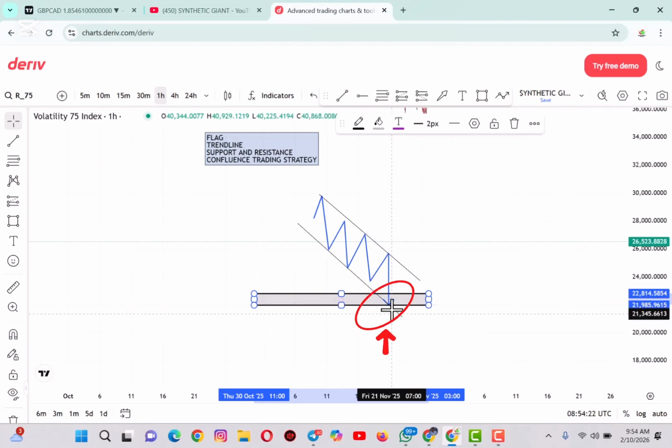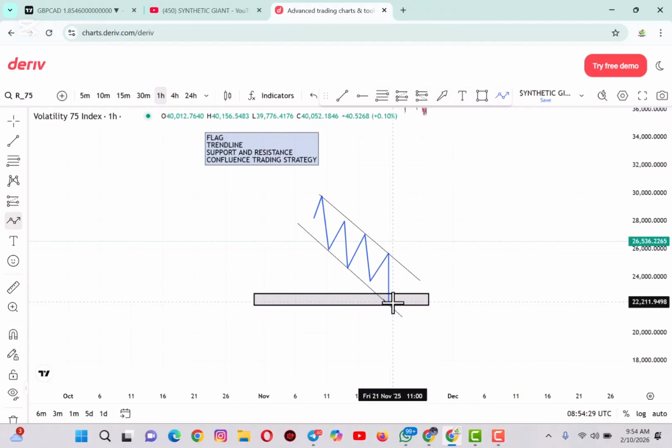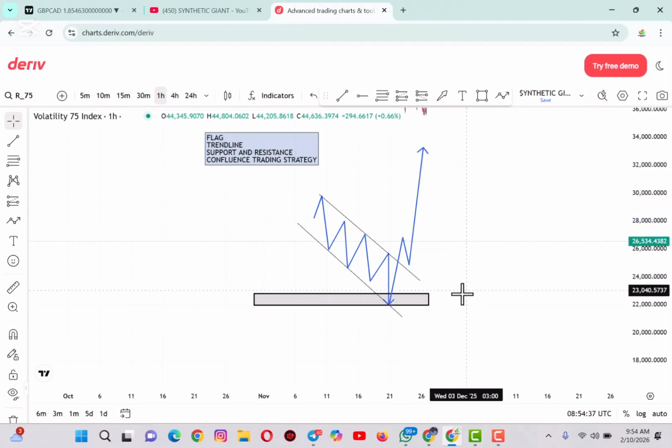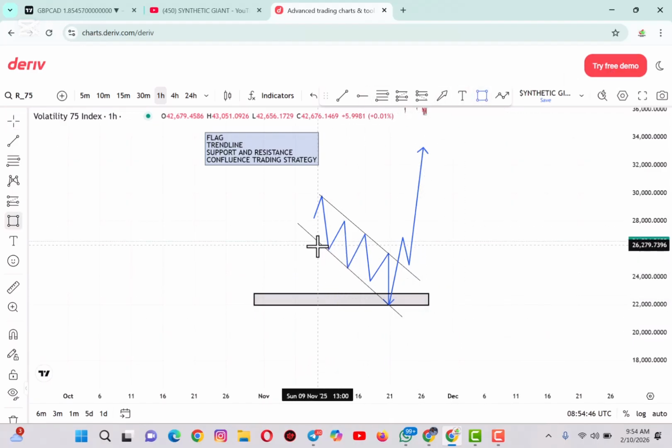So this is the first point of your entry. You're going to do it like this. You anticipate a move from here, and then expect the market to take off from here and continue in the desired direction. Now the second point you can make your entry from, which is more of a conservative point, is this area here, this particular area.